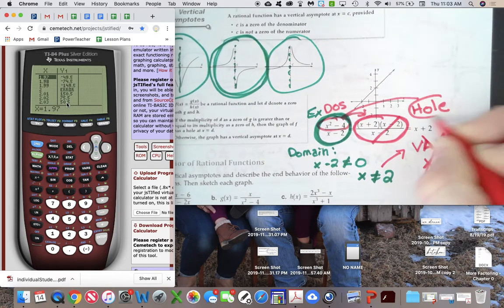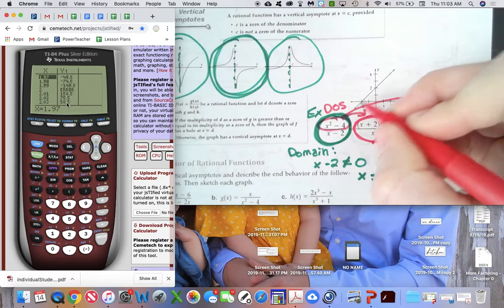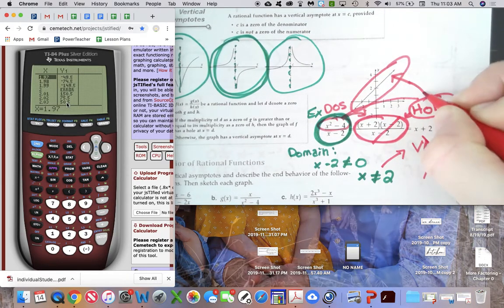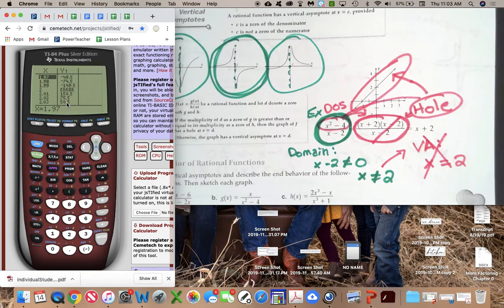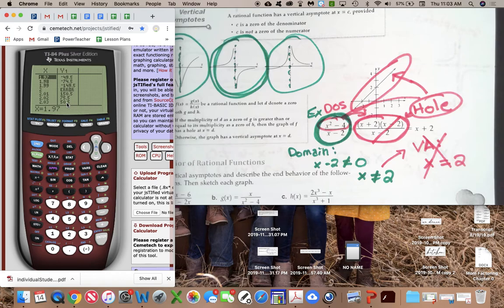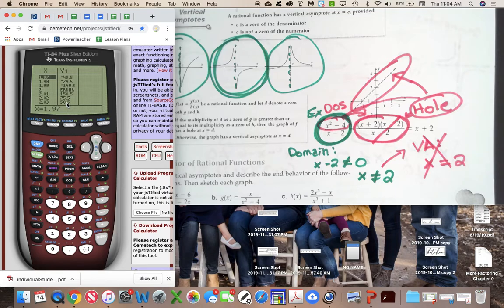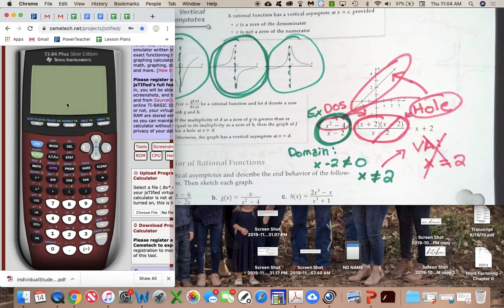Okay, look here at this line. You see the little hole right there? That's my hole. So it is not a vertical asymptote. It is actually a hole in the graph. We're going to type that one. Okay. So that's the only time your VA is not where the bottom equals 0, if it crosses out of the top as well. And that's when a hole exists. Okay. In a real life scenario, a hole would exist.